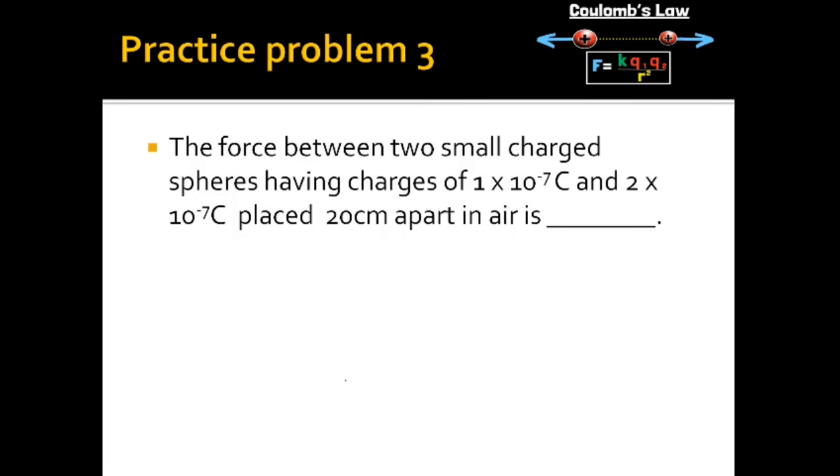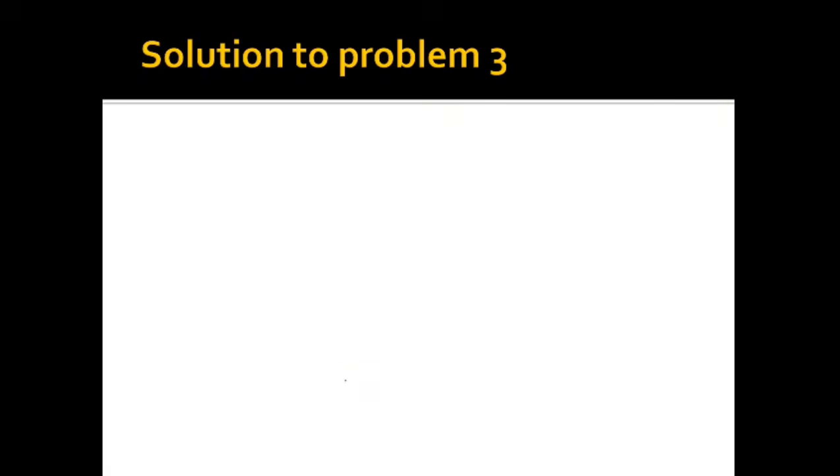This time around it is still asking for the force. So what do we do? The same way. First thing we said, put your formula. So let's go to a solution board. The first thing we'll do is to state our formula, which says that F is equal to K Q1 Q2 all over R squared. That's our formula. You now bring your parameters one by one.